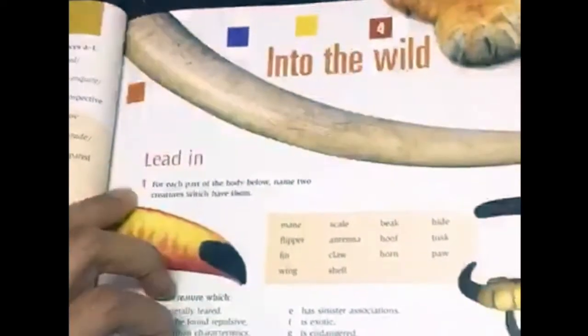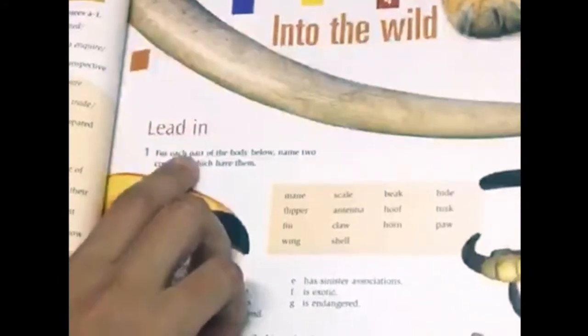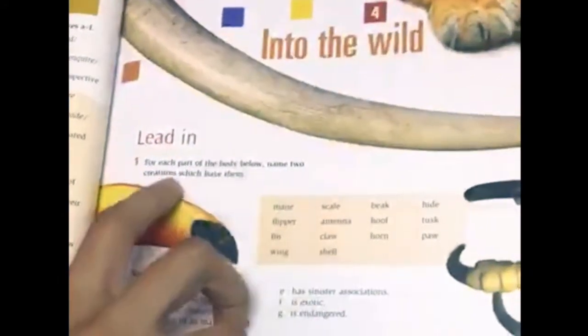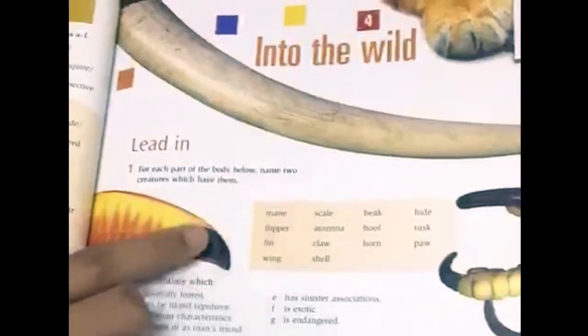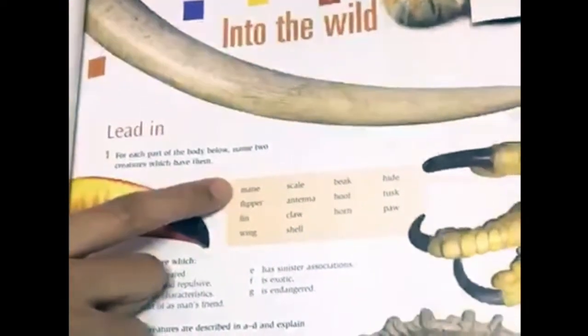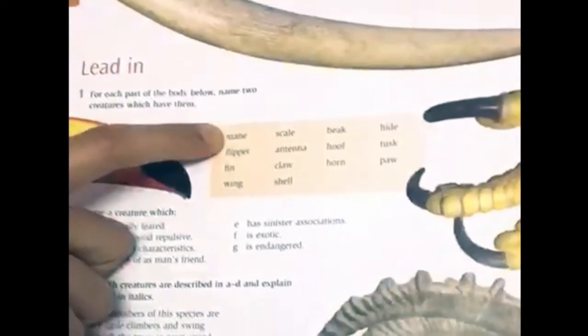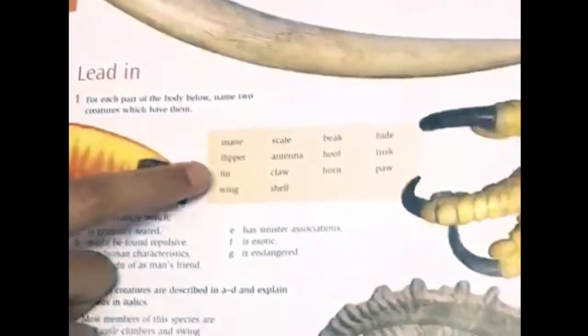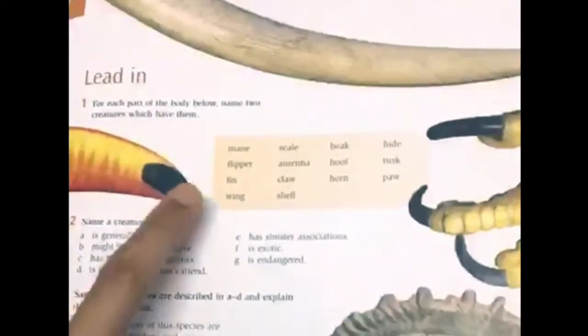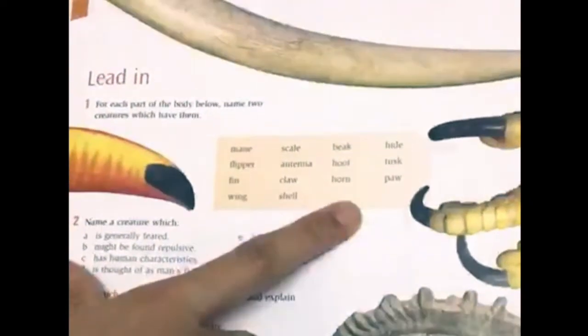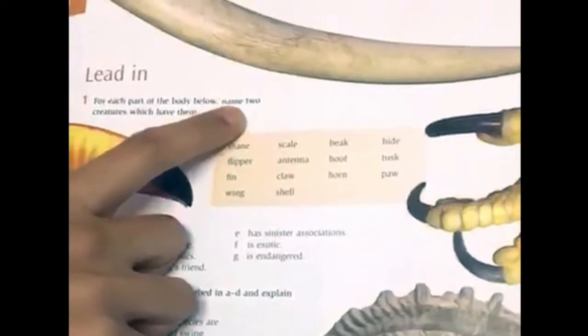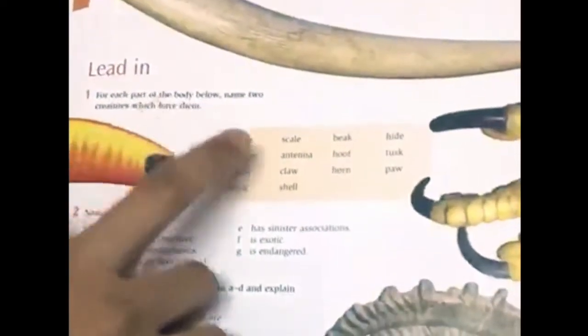For the first activity, for each part of the body below, name 2 creatures which have them. So for example, let's say we pick mane and flipper. A lion has a mane and a dolphin has a flipper. So try to answer the others, but remember that you only have to pick 2 creatures which have them.